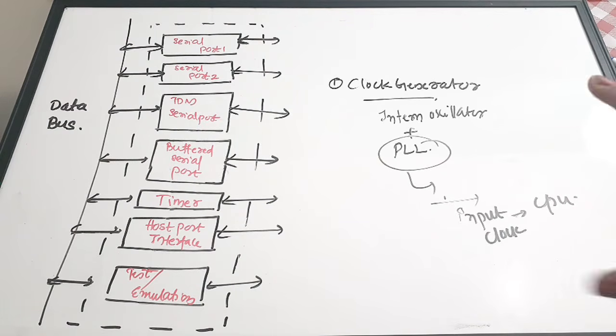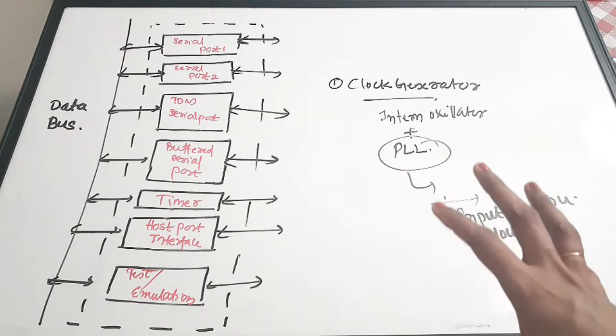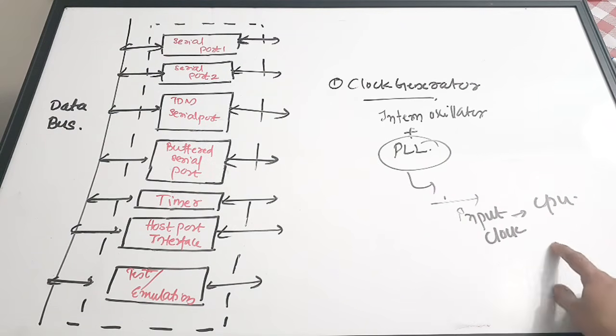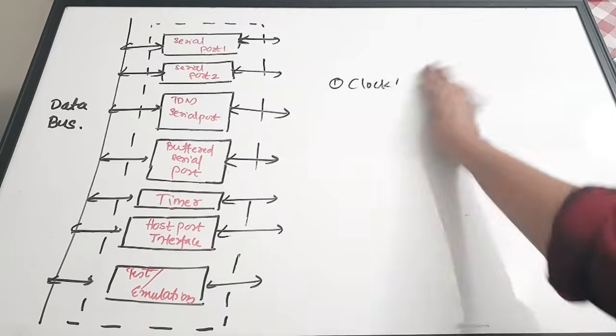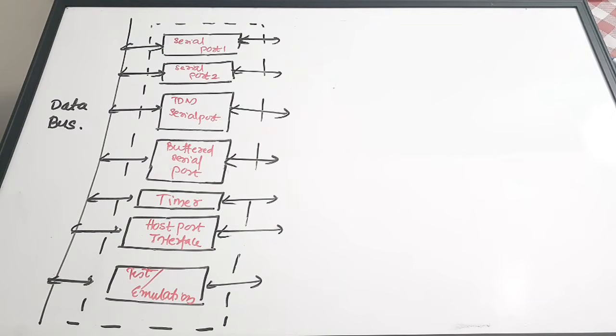It actually generates the clock, and the PLL divides it with some factor and produces the desired clock, and it is given to the CPU. So that is all about the first element, which is a clock generator. Moving on to the second one, which is a serial port.